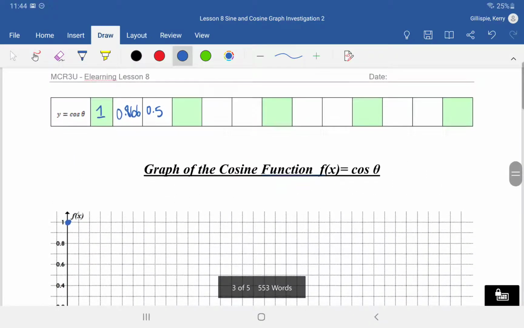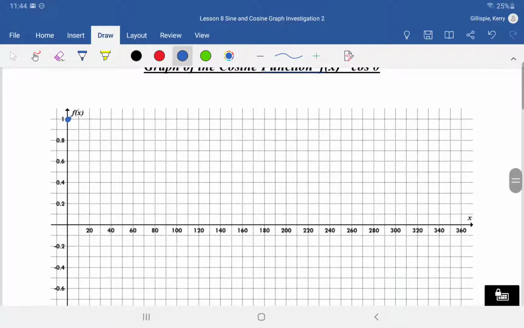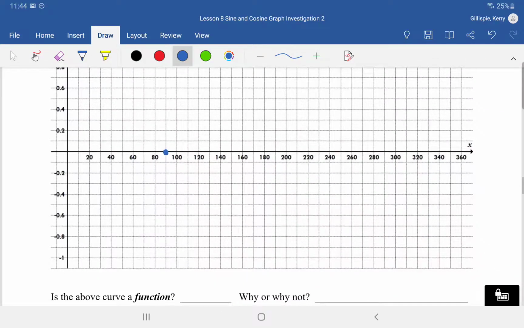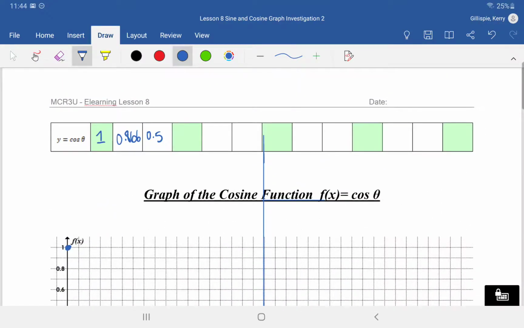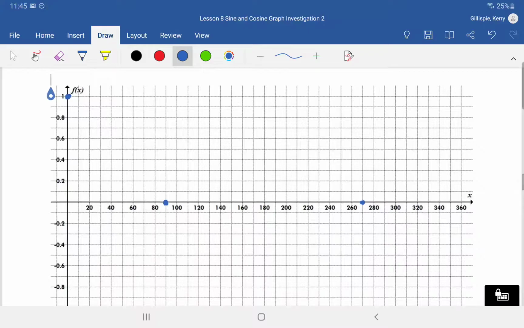When you got to cos of 90, you should have seen that it is 0. When you did cos of 180, it was -1. Cos of 270 was 0. And then 360 is a full rotation, so it comes back to where it was at 0, which is a height of 1.